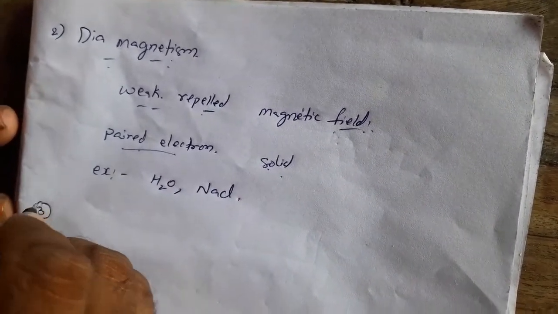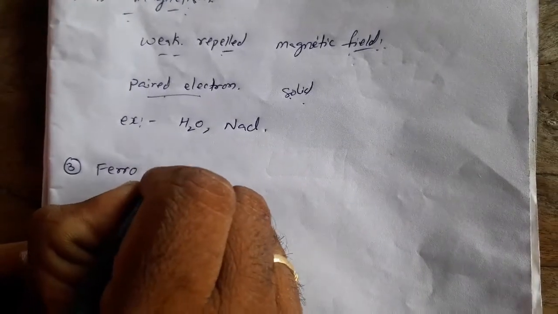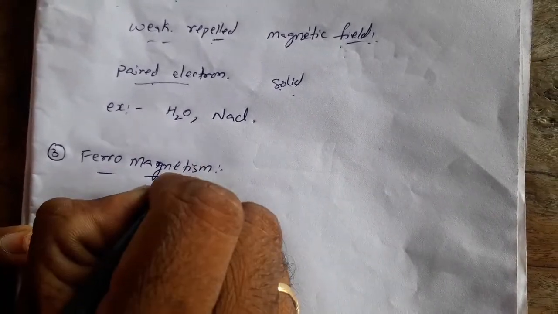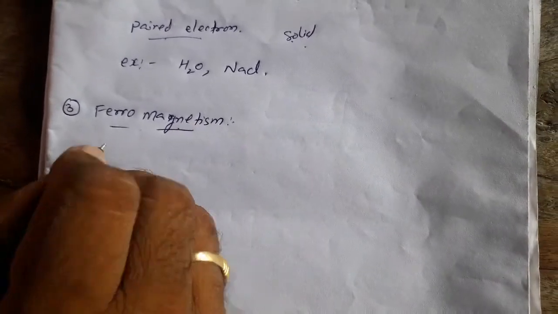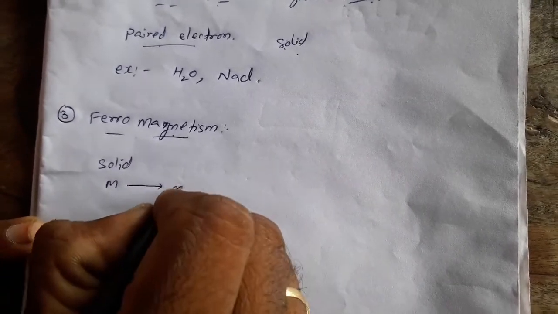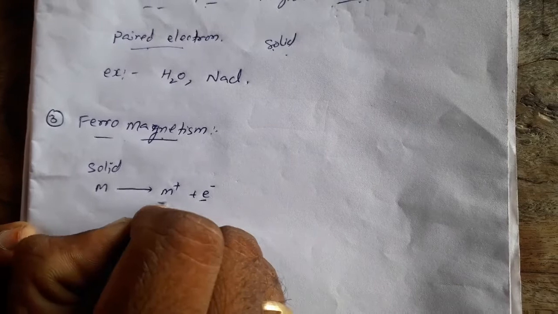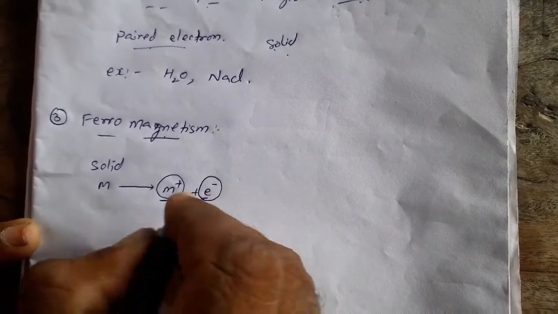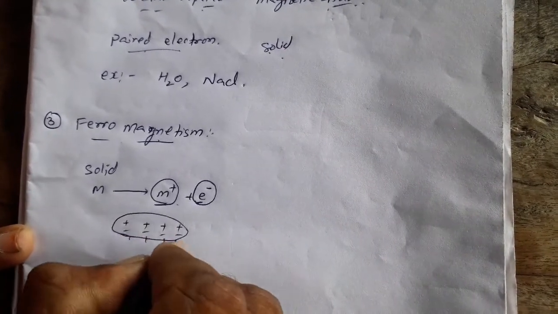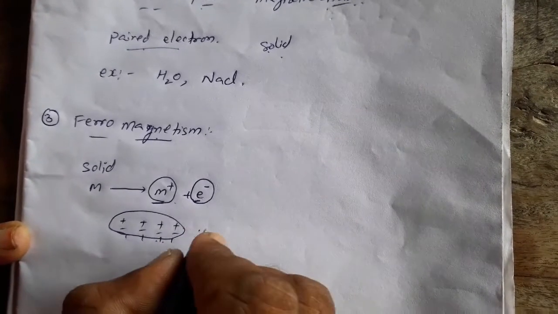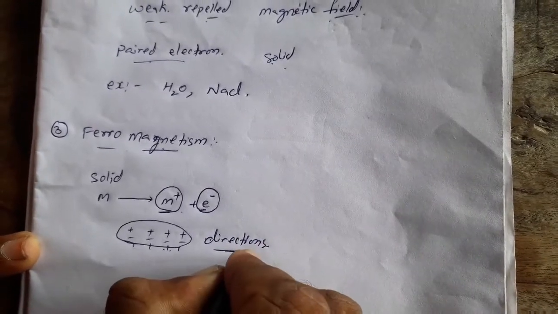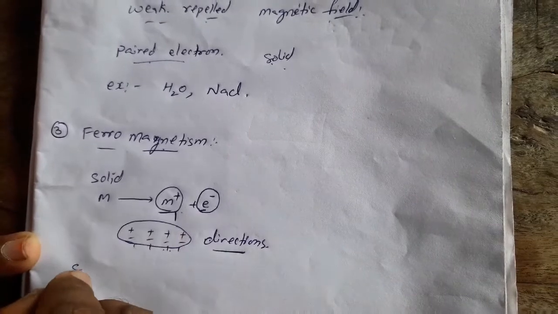Third type of magnetism is ferromagnetism. First, take the solid. The solid is one of the metals. Thus, a metal can lose one electron, M+ and e-. We can write the positive charge and negative charge on the solid as a metal. Thus electrons can rotate on the surface of the solid and move in all directions.